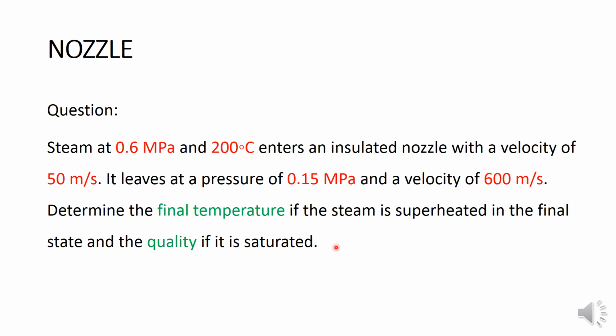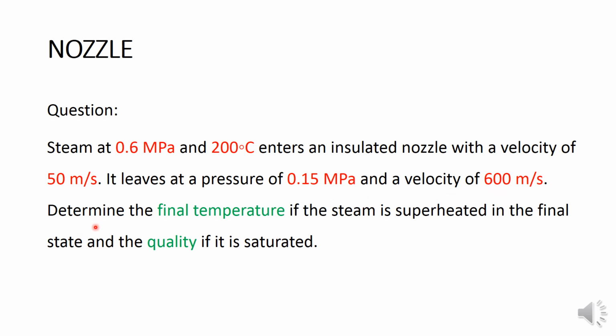Now note down the statement. Meantime, I can elaborate on what is the given data. The given data is 0.6 megapascal and 200 degrees Celsius at the inlet along with a velocity of 50 meters per second. And at the exit, we have 0.15 megapascal as the pressure and velocity as 600 meters per second.